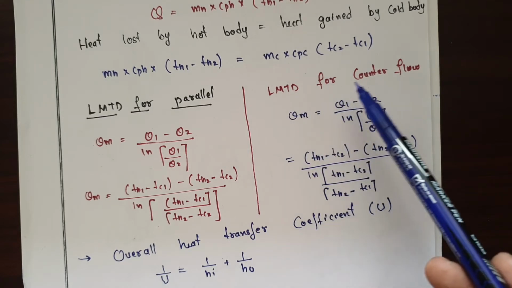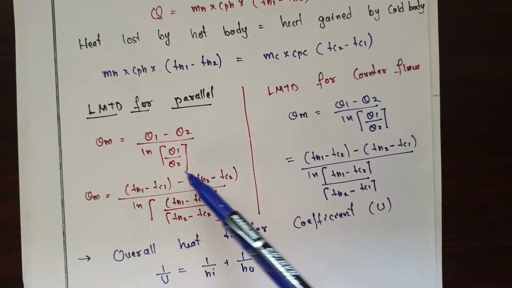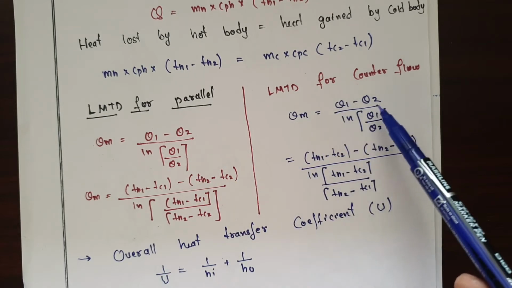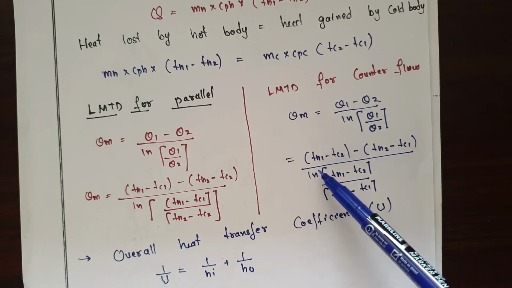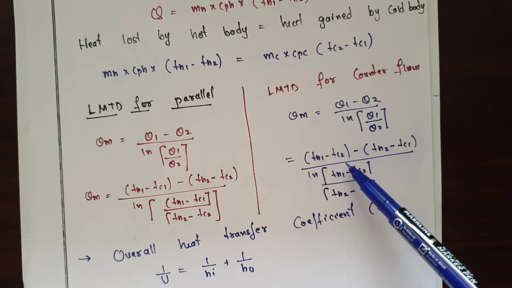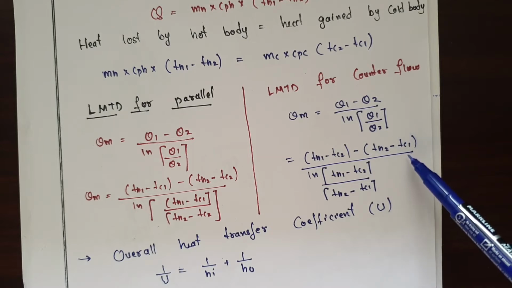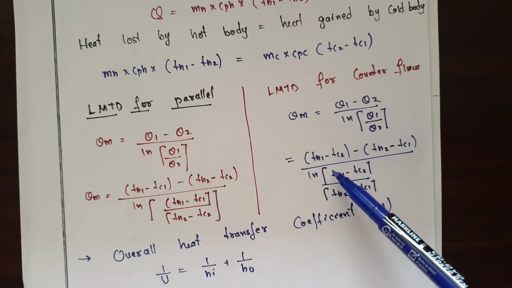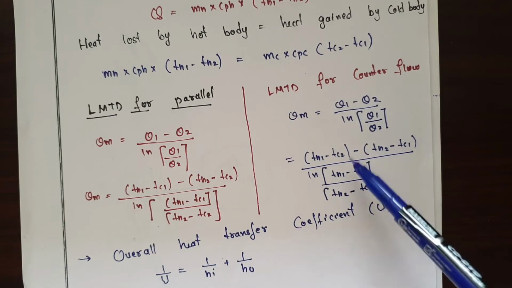Now LMTD for counter flow. The same formula is there: (theta 1 minus theta 2) divided by ln of (theta 1 by theta 2). But here theta 1 can be written as Th1 minus Tc2 and theta 2 can be written as Th2 minus Tc1. This is theta 1 and this one is theta 2. This is for parallel flow and this one is for counter flow.